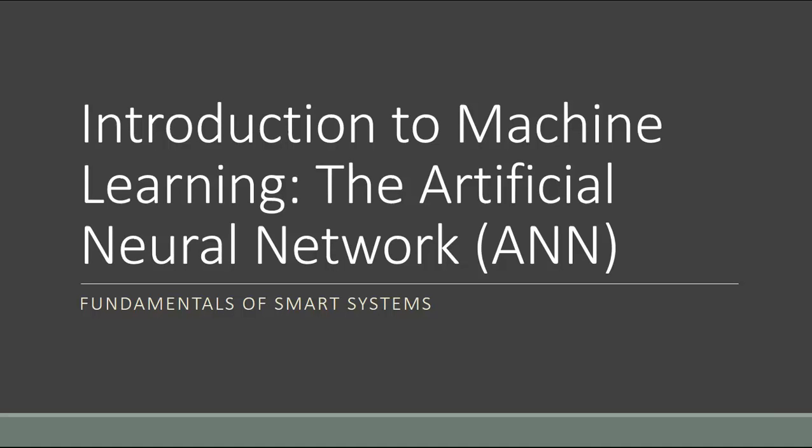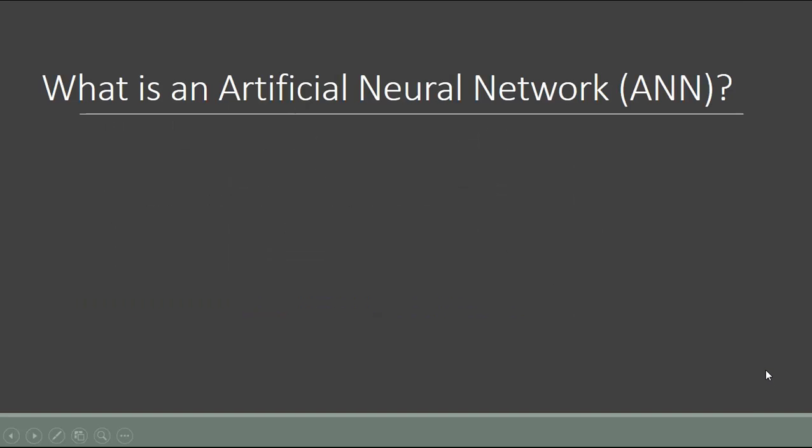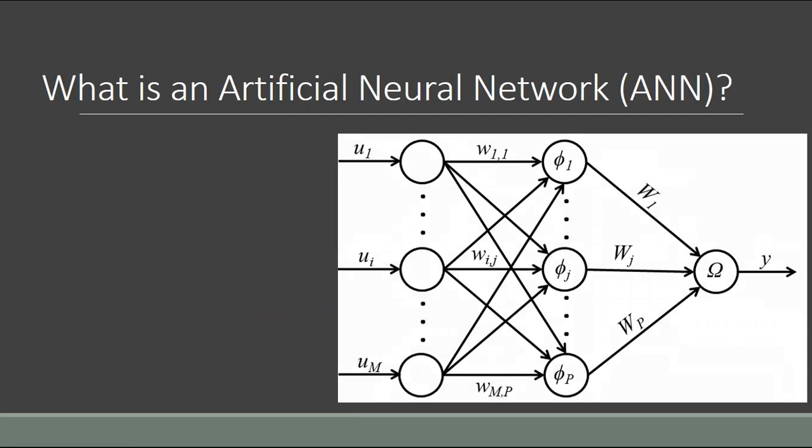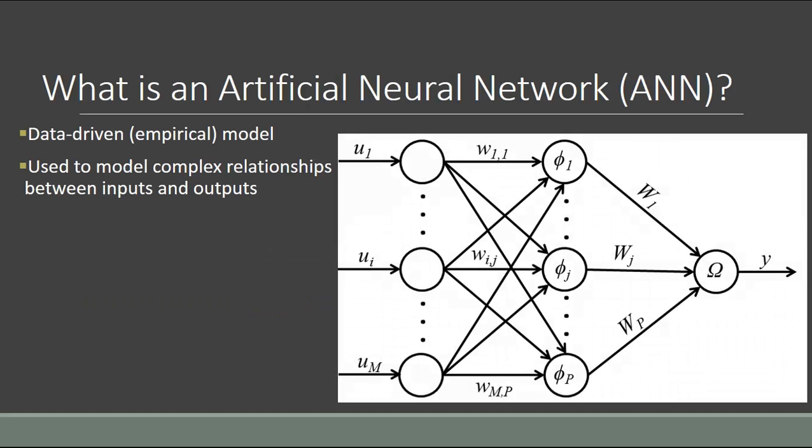In this video demonstration, we're going to give an introduction to one of the many tools of machine learning, something called the artificial neural network, which is abbreviated ANN. So what exactly is an artificial neural network? It's a mathematical structure that can help you come up with an empirical model to represent relationships between inputs and outputs in the real world. This mathematical model can be used to represent some pretty complex relationships between inputs and outputs.